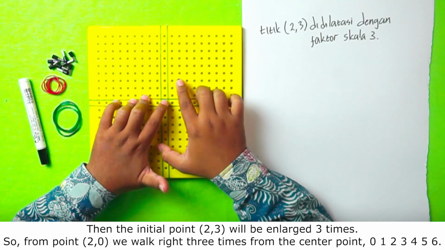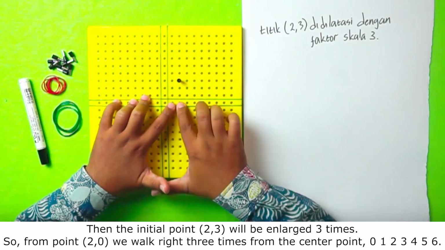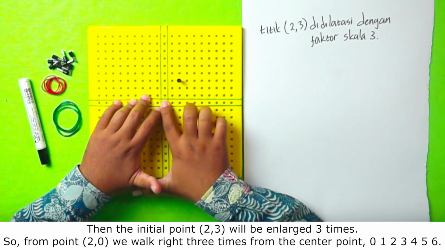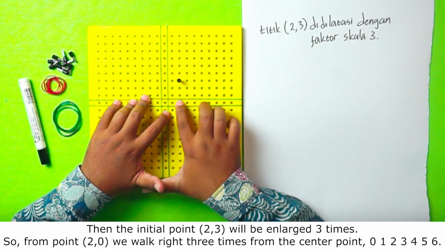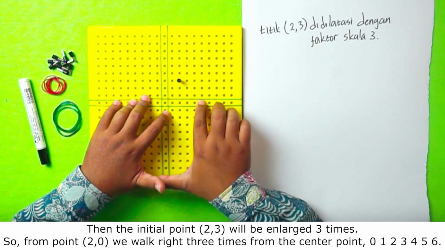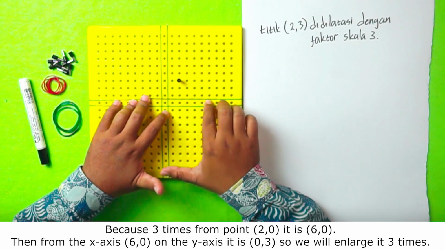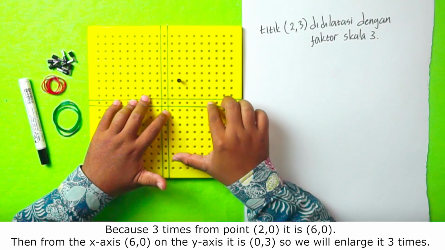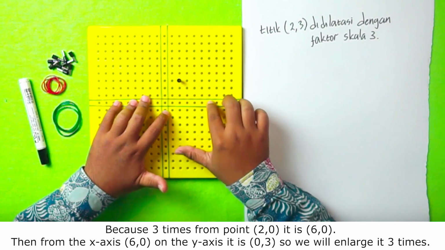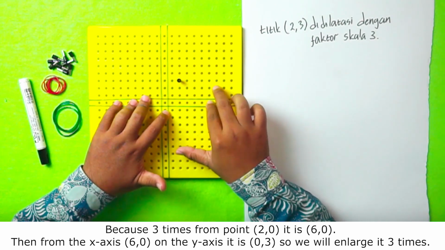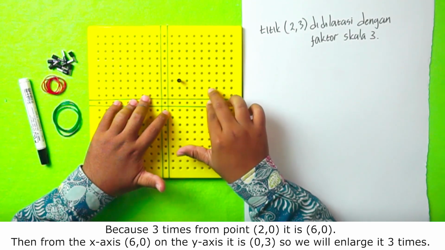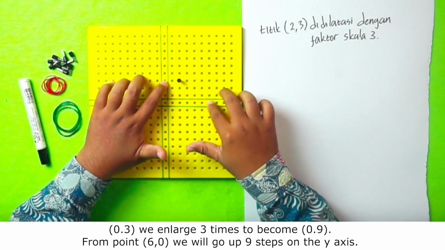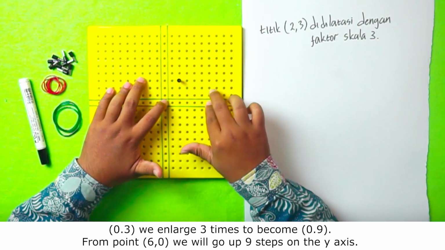So from point 2, 0, we will walk to the right 3 times from the center point: 1, 2, 3, 4, 5, 6. Because 3 times from point 2, 0, it is 6, 0. Then on the y-axis it is 0, 3. So we will enlarge it 3 times: 0, 3 becomes 0, 9.